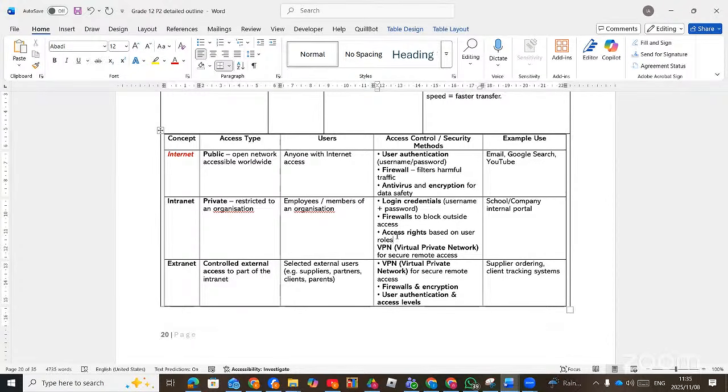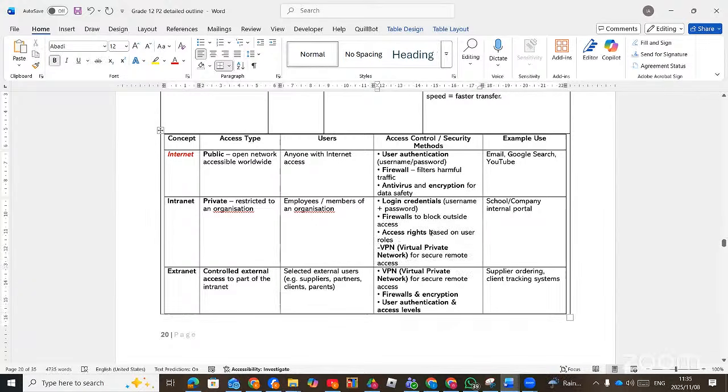But if you are far from the organization's workplace, then you need what we call a virtual private network, which will allow you secure remote access. Let's say I leave my school and then I want to capture marks, then I go home. I need what we call the VPN, virtual private network, to be able to connect.